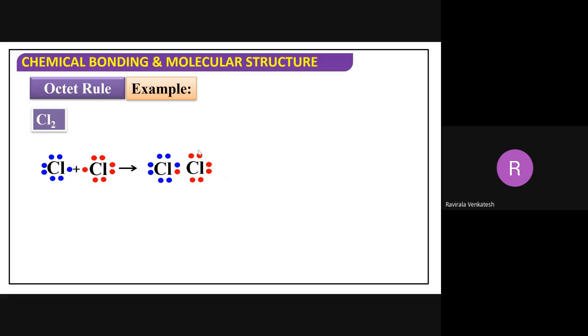We'll take some examples here. I have taken the chlorine molecule. The chlorine configuration will be 1s2, 2s2, 2p6, 3s2, 3p5. Including the nucleus, this part comes under the kernel. Now this is the valency shell.